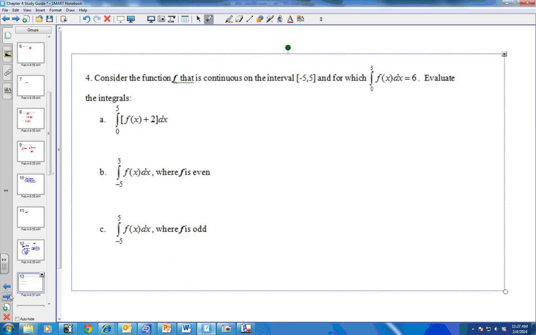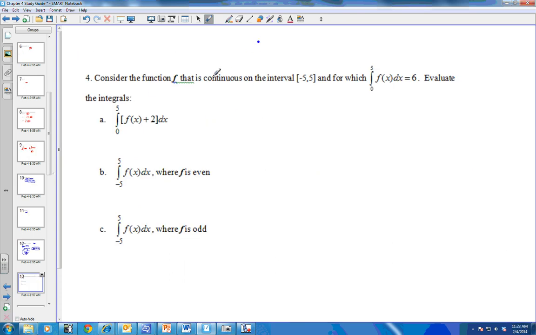Okay, number 4. Consider the function f is continuous on the interval from negative 5 to 5, and for which the integral from 0 to 5 is 6. Evaluate the following integrals. So from 0 to 5 of f of x plus 2. Well, I could separate this into 2 separate integrals. I can say the integral of 0 to 5 of f of x plus the integral from 0 to 5 of 2.